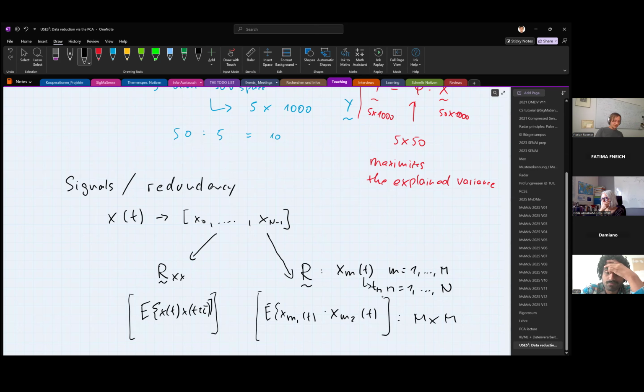The advantage of this being, I need this expectation here. How do I compute the expectation? I typically don't have access to multiple realizations of the same point in time. So typically we assume that our processes are stationary in some sense and are also ergodic. And if they're stationary and ergodic, we can replace the expectation by averaging over time. And this is the way we can even get this correlation matrix to begin with. And then we can start exploiting its structure.